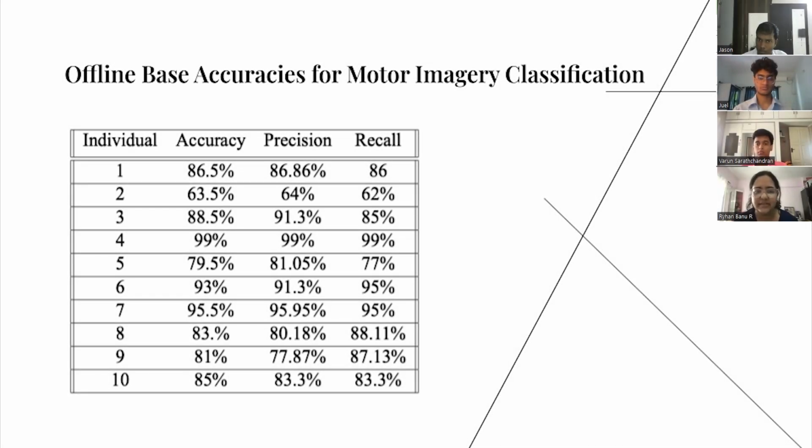We examined the classification of motor imagery using two data sets, and it was a total of 10 individuals. As you can see, using the combination of spectral CSP and neural network, we got good results, we had high accuracy, precision, and recall. However, you can see that a few individuals have lower accuracy, like 63.5%, while individual 4 has 99% accuracy. To better this, we used online adaptation.